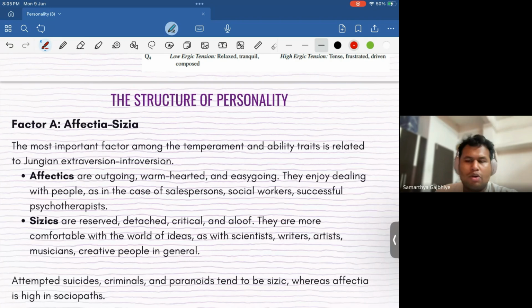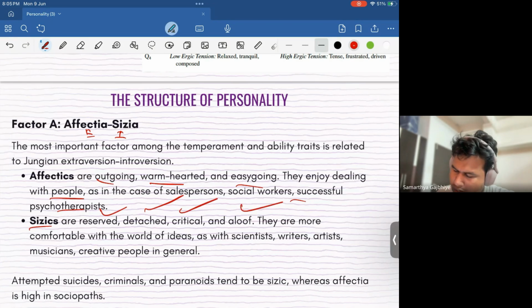Okay. One of the most important factors, right? Basically, it's extroversion and introversion. Okay. Affectics are outgoing, warm-hearted, easygoing, enjoy meeting people, successful psychotherapy. Wow. Okay. Sizics are reserved, detached, critical, aloof, more writers, scientists, artists, musicians, creative.